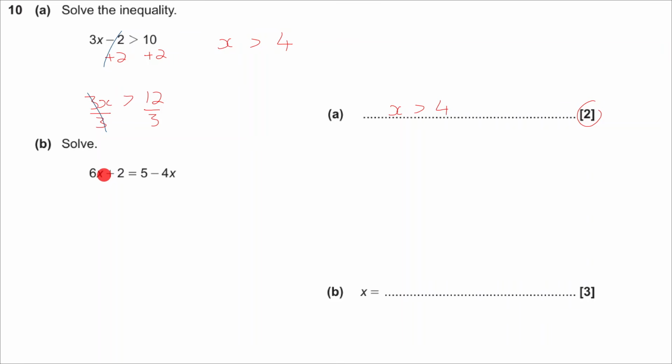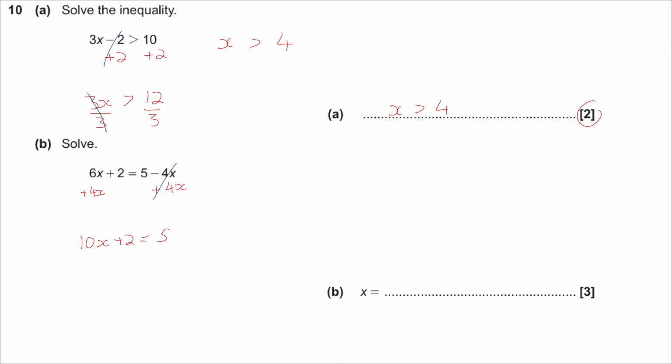Part B, solve this. Whenever you see an equation and you've got x on both sides, you want to get the x onto one side and the numbers onto the other side. So I'm going to add this 4x onto both sides, because then of course they're going to cancel on the right hand side. So you've got 6x add 4x, which gives you 10x over here. You've still got the plus 2 on the left hand side being equal to, well, these guys have gone, you've just got a 5 left over.